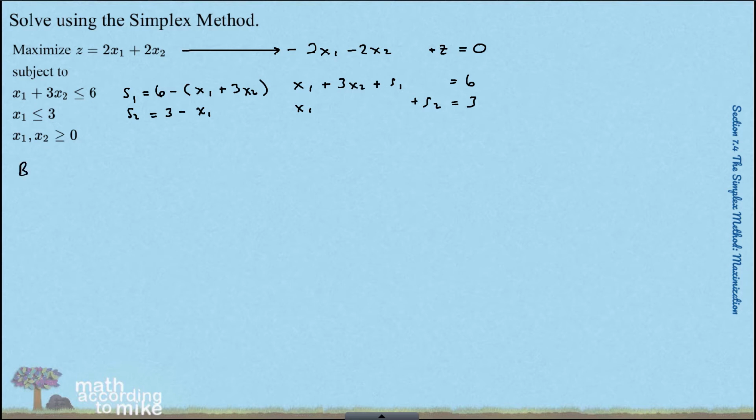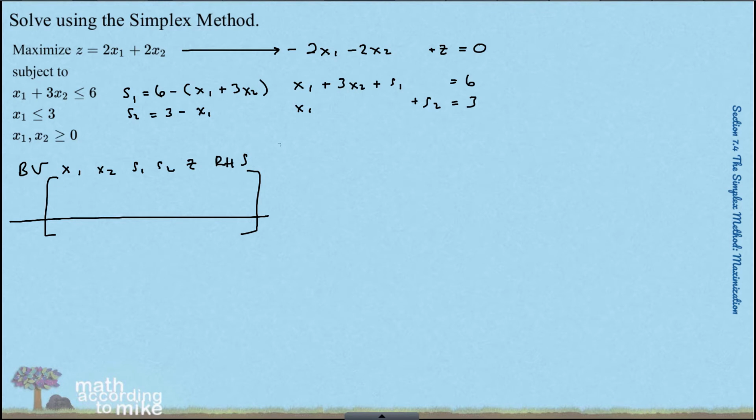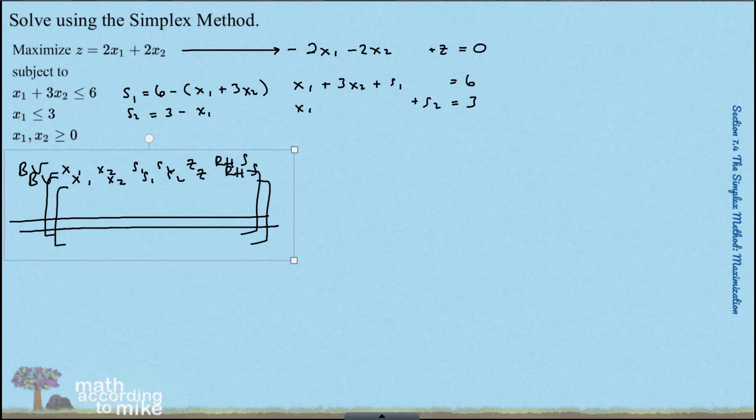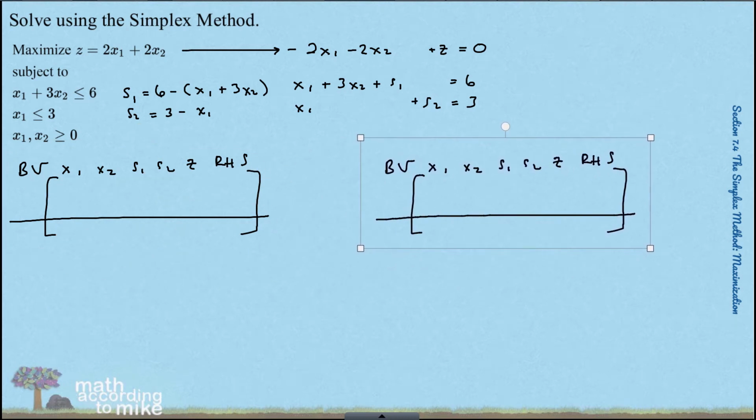So let's set up the initial simplex tableau technically. So BV, basic variable, x's followed by s's, followed by z, followed by the right-hand side. The first two rows in this case will be the functional constraints, and the last row is always the objective function. I'm duplicating because I know what's coming.